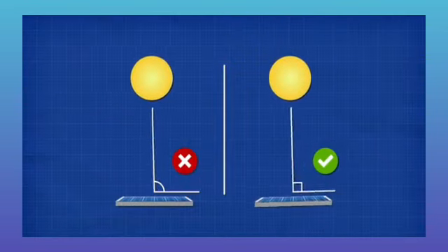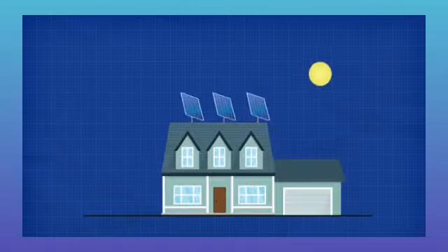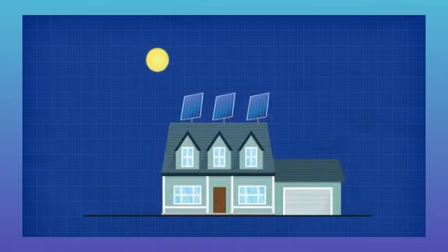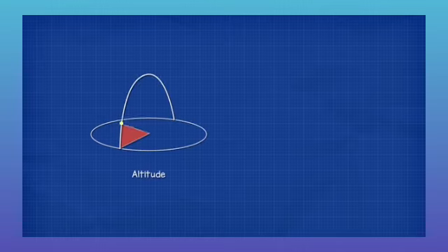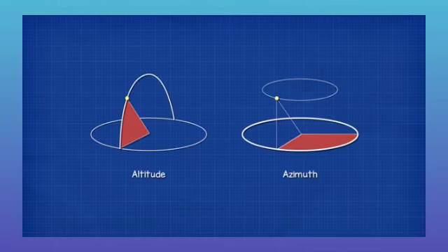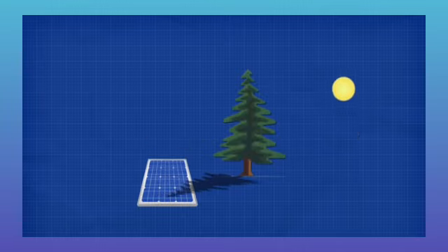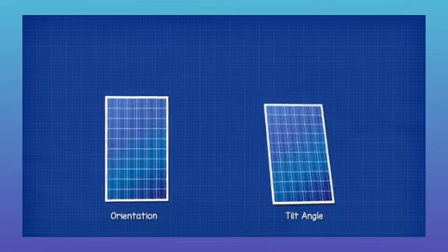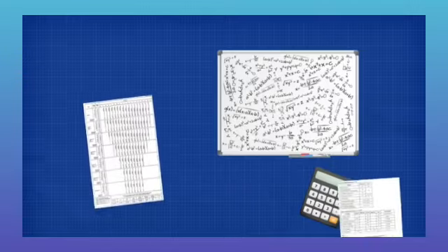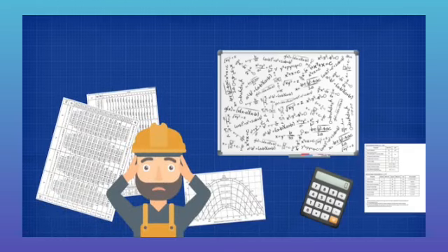Ideally, we would just move the solar panels with the sun, but this is difficult and expensive to do. So we need to assess the location for the altitude and the azimuth of the sun at that latitude. Then we have to check for shading, and then we choose the best orientation and tilt angle for the module. This involves a lot of data tables and maths, which is very time consuming.